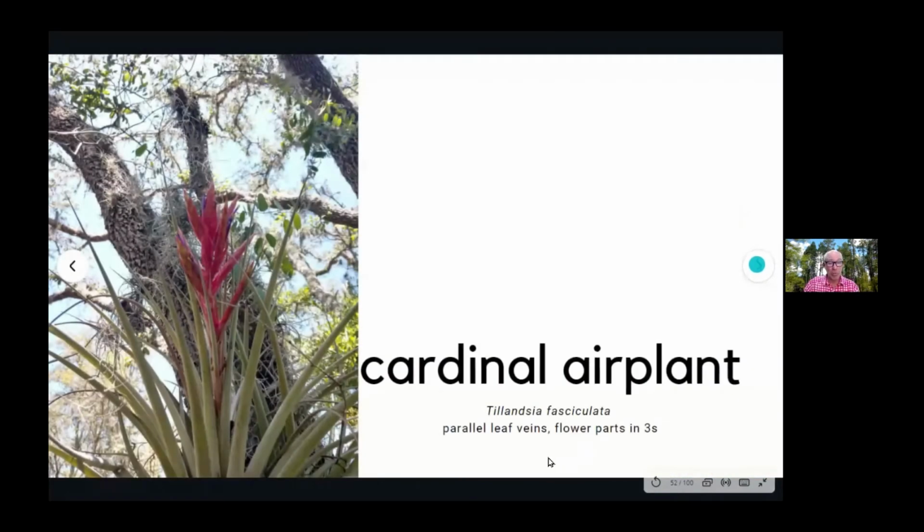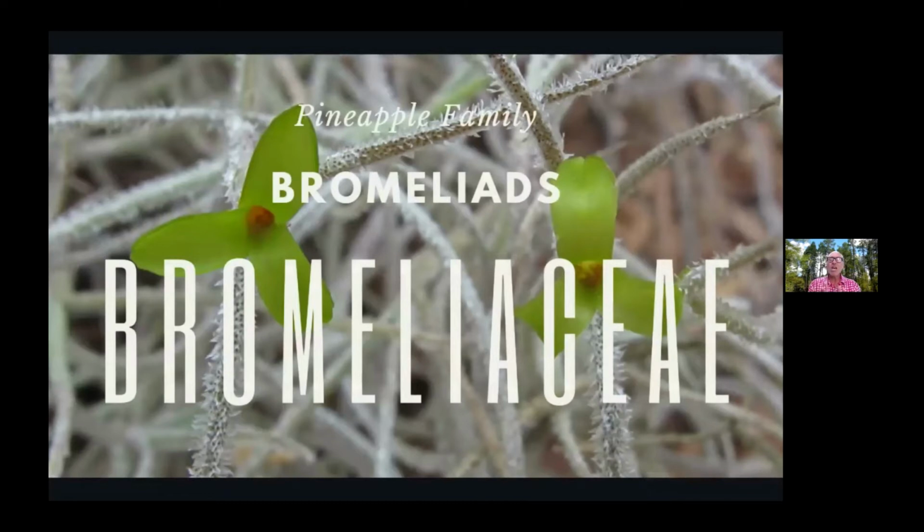The cardinal air plant, another Tillandsia species, this one is fasciculata, with the characteristic fibrous linear leaves, the flower parts in threes. These flowers are concentrated in these bright red bracted areas. You can see perhaps the little purple flowers sticking out here and there, each one of those flowers ripening into a fruit. The pineapple family are the bromeliads, and the family, thankfully, is the Bromeliaceae. You can probably remember that.